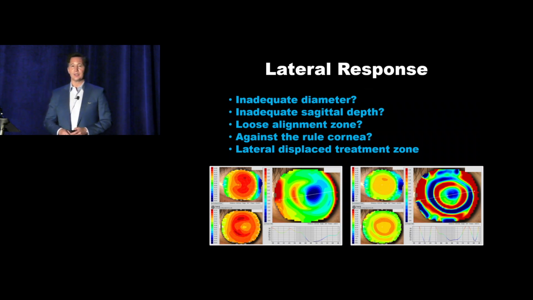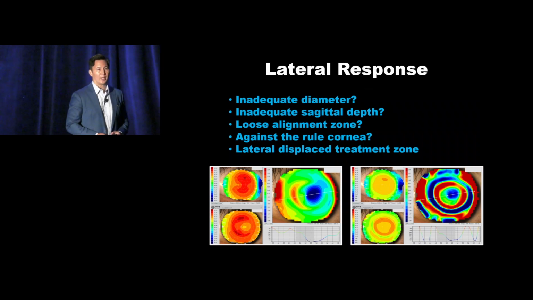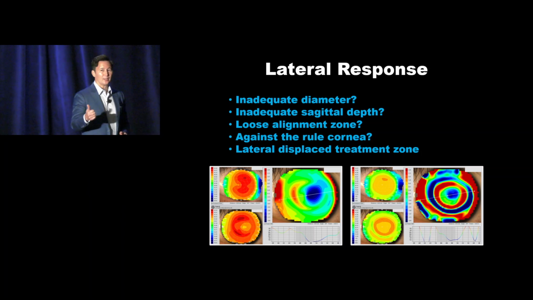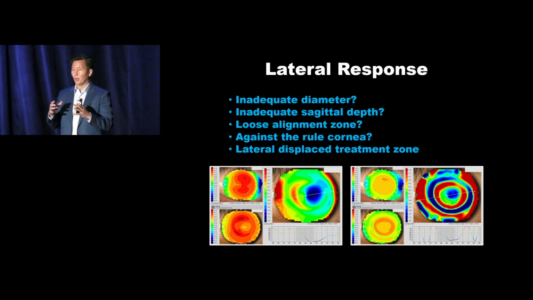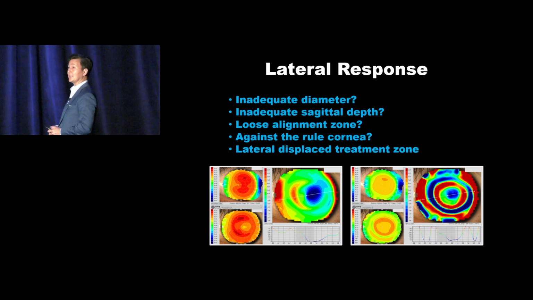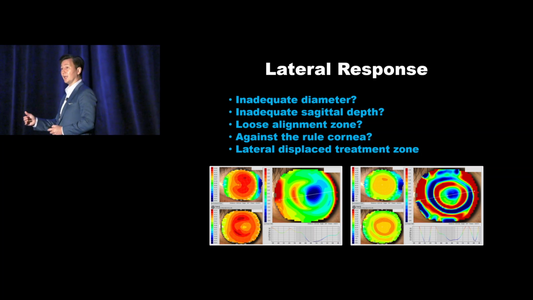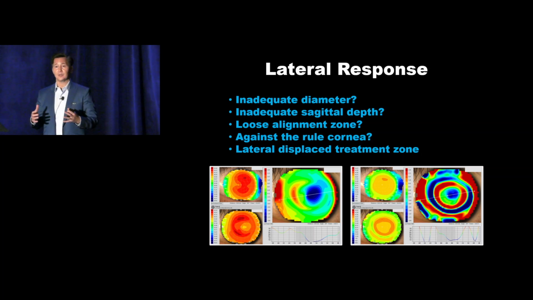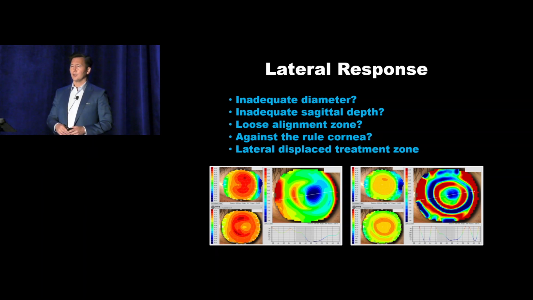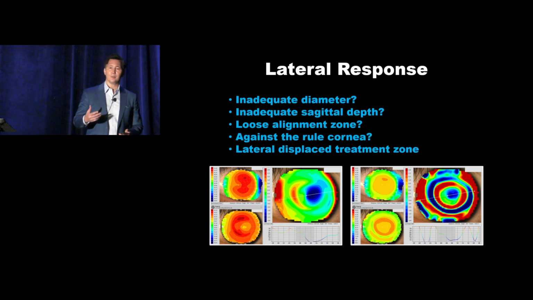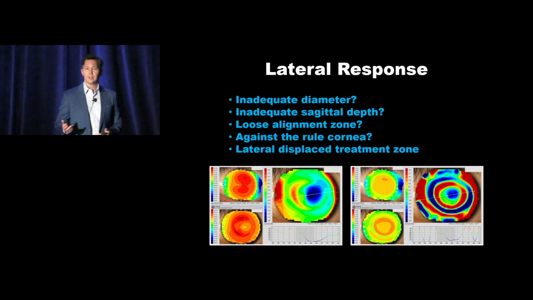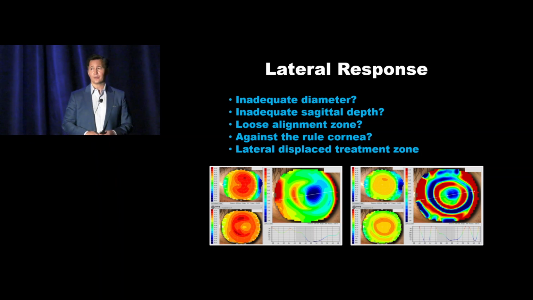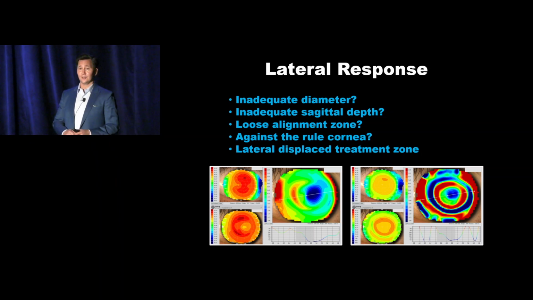So lateral displacement is usually resolved by either increasing the lens diameter, you've got a lens too small and loose for the eye, go bigger, or if the lens looks like it's an appropriate diameter for the eye, then tighten up the alignment zone. It's too loose. Could happen on an against the rule eye. It could be that as an alternative. Sometimes these ortho-k lenses just decide to go where they want to go.